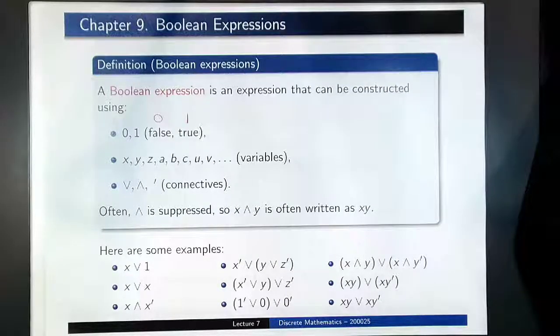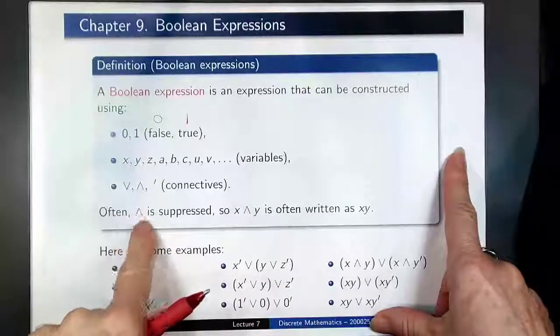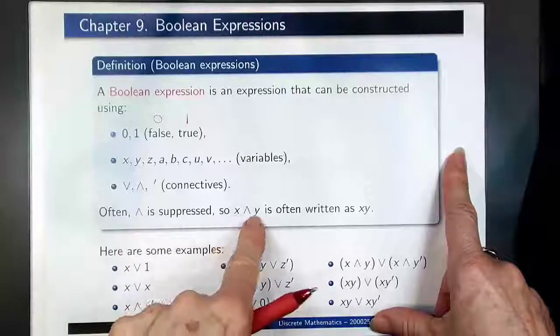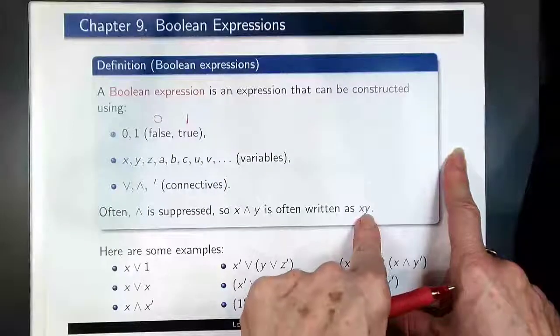And then we have our operators or connectives. With algebra, we've got plus, minus, multiplication, divide, etc. But with Boolean expressions in Boolean algebra, we have AND, OR, and NOT. And we can combine them to make really fun and interesting expressions. Now, just like multiplication, AND is sometimes suppressed, so X and Y will, in some contexts, often be written as just XY.